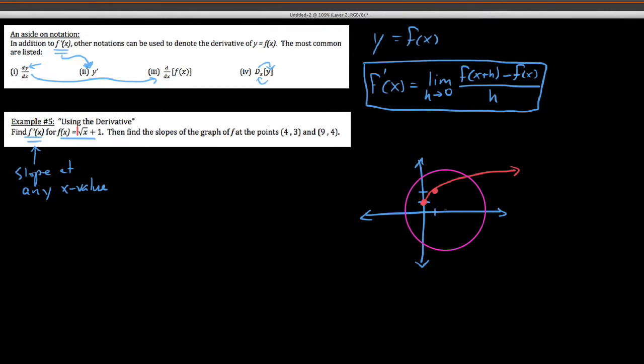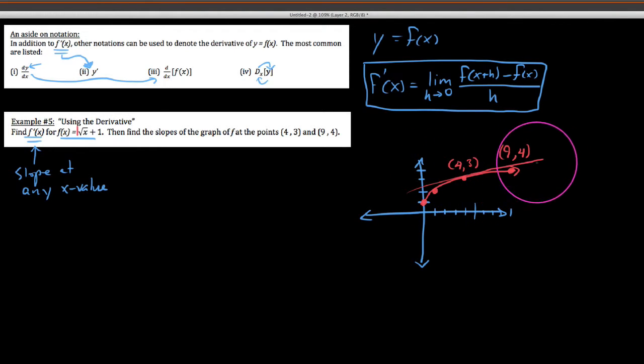We want to find the slope of this graph at the point (4, 3), which I'm calling on this graph, and also at (9, 4). If we were to go out 5 more to the right here, (9, 4) is on my graph. I want to find the slope of the graph at these points. Again, we could use tangent lines to approximate this, but it's not always convenient to use a tangent line on a graph you sketched by hand. So we can just use the derivative.